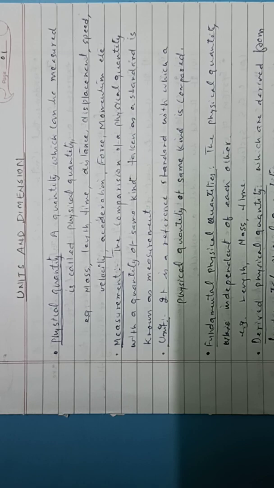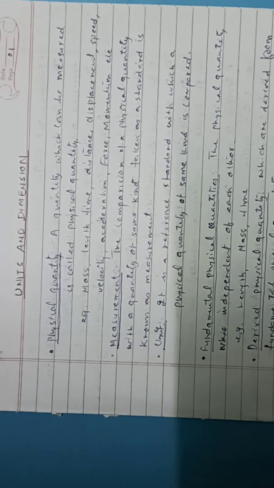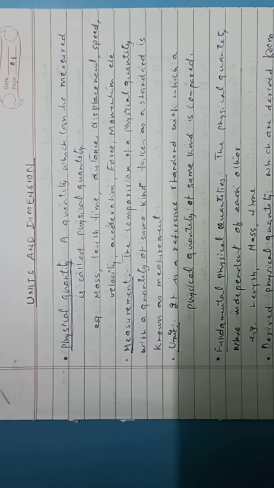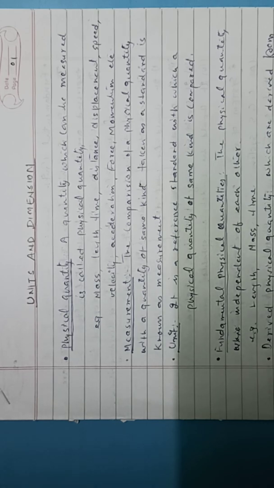Today I am going to start unit and dimension. In this, first of all, we want to define the physical quantity. A quantity which can be measured is called physical quantity. For example, mass, length, time, distance, displacement, speed, velocity, acceleration, force, momentum, etc.